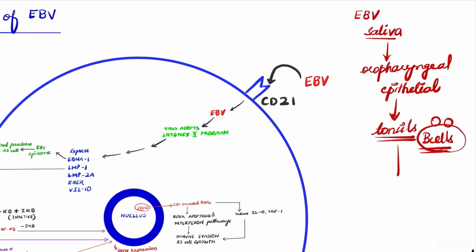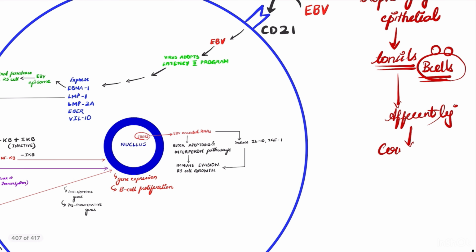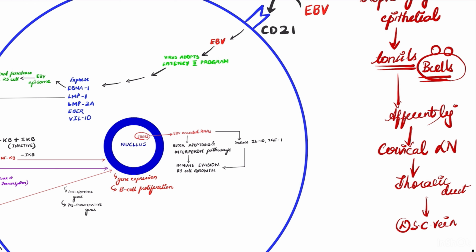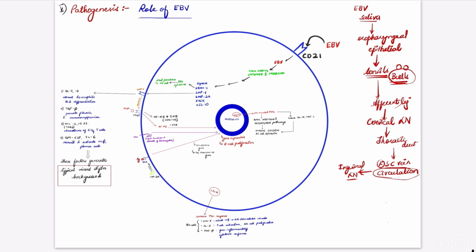These infected B cells are carried via the afferent lymphatics to the cervical lymph nodes, the nearby lymph nodes and other regional lymph nodes. Finally, they reach the thoracic duct, and finally drain into the left subclavian vein. This is how it enters the circulation, and from the circulation it is again carried to distant lymph nodes like inguinal lymph nodes. So it stays in circulation. This is the entry. This is how the B cells get infected by the Epstein-Barr virus.